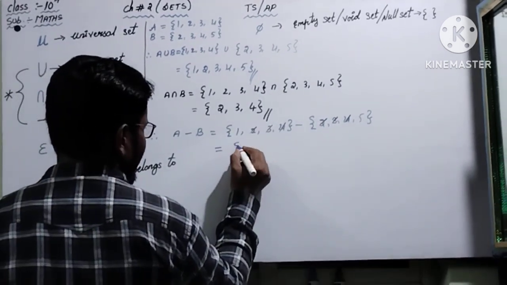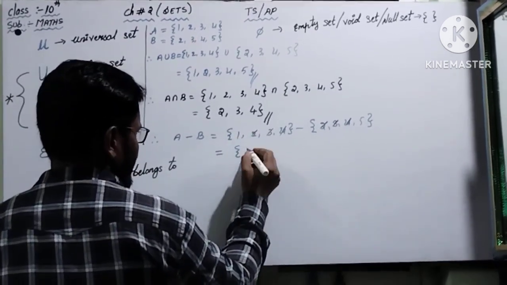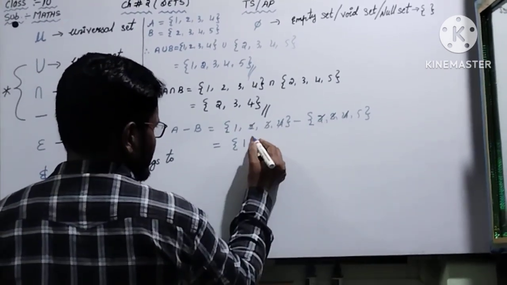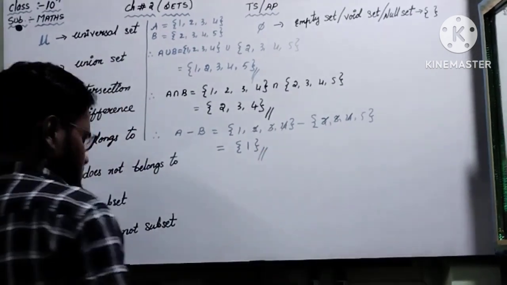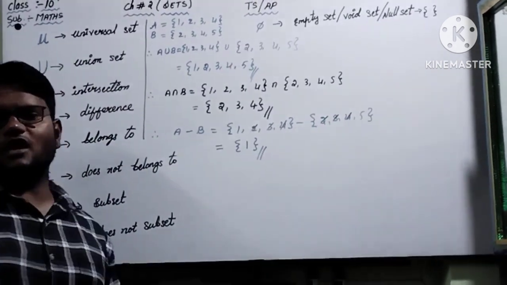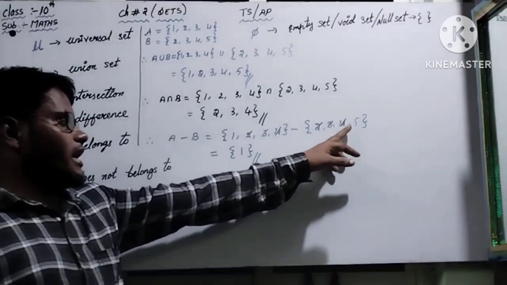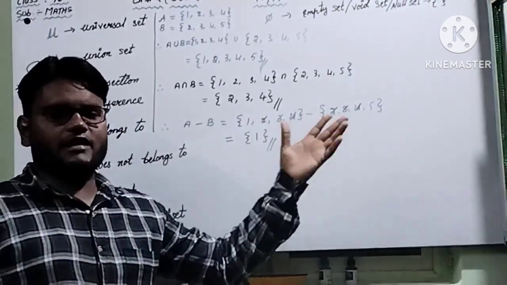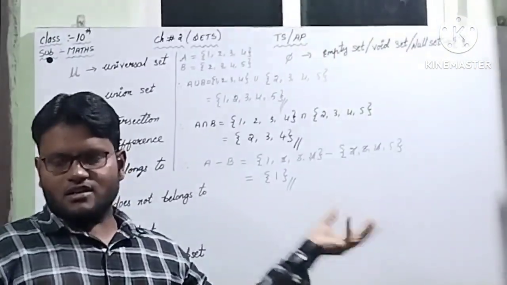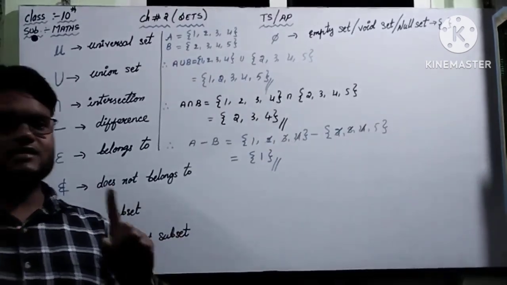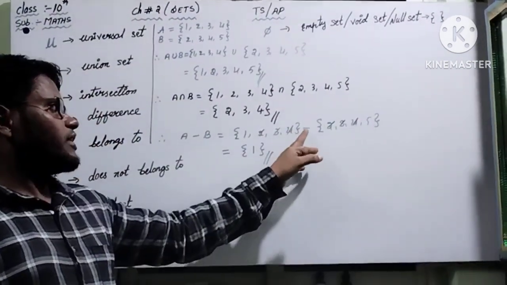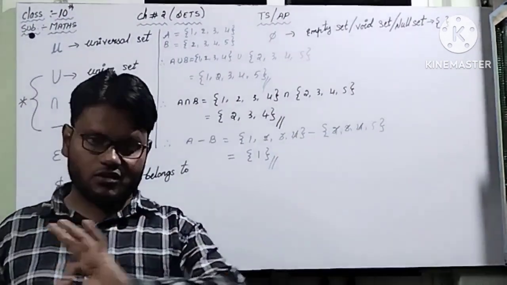A minus B. The answer is 1. And here, 5. May I write that 5 in the answer? No. Why? Because 5 is negative. I already said in the beginning of class that sets do not contain negative elements. So don't write this negative element, minus 5.